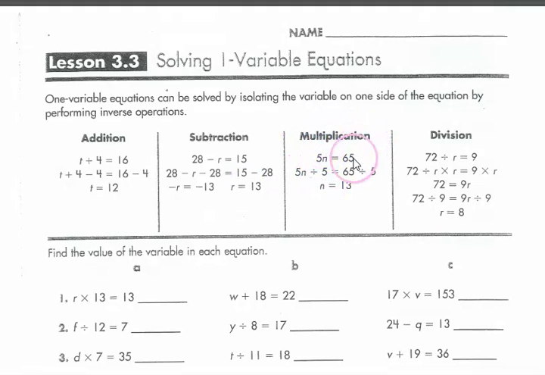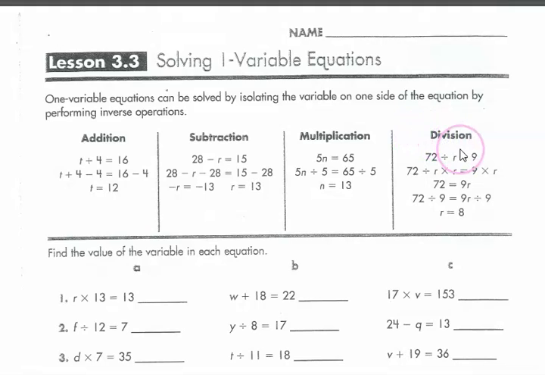Third one, multiplication. You have 5 times n equals 65. What is the inverse of multiplication? It is division. So we want the n, our variable, to be all by itself. So we're going to divide by 5. What we do to one side, we have to do to the other side. So 5n divided by 5 equals 65 divided by 5. Then we go ahead and solve this. We end up having n equals 13.